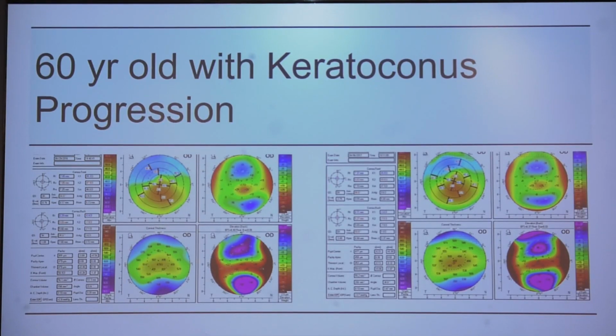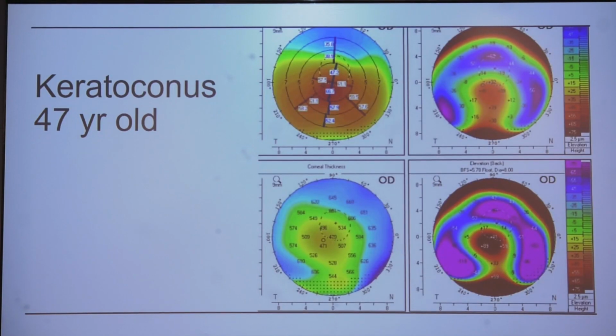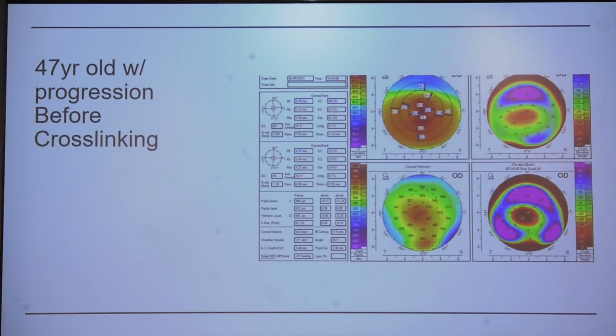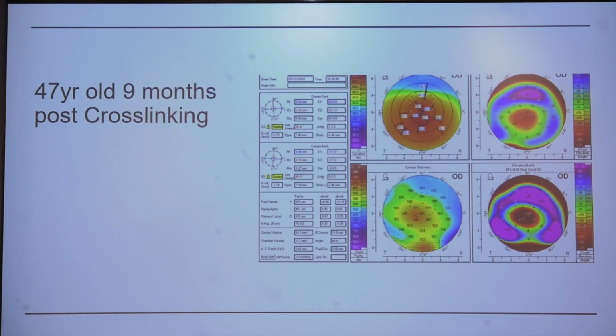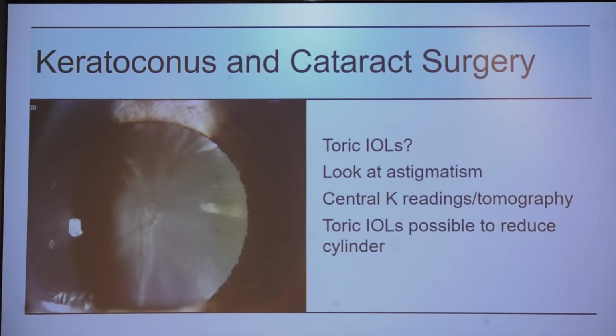This is an example of a patient of mine, a 60-year-old, yes, 60, with keratoconus and had documented progression when I saw them a year later. Another patient, 47 years old, again, here was the initial tomography. The second is the progression before cross-linking, and this is about 9 months post-cross-linking, and you could see that there was, in fact, a flattening effect.